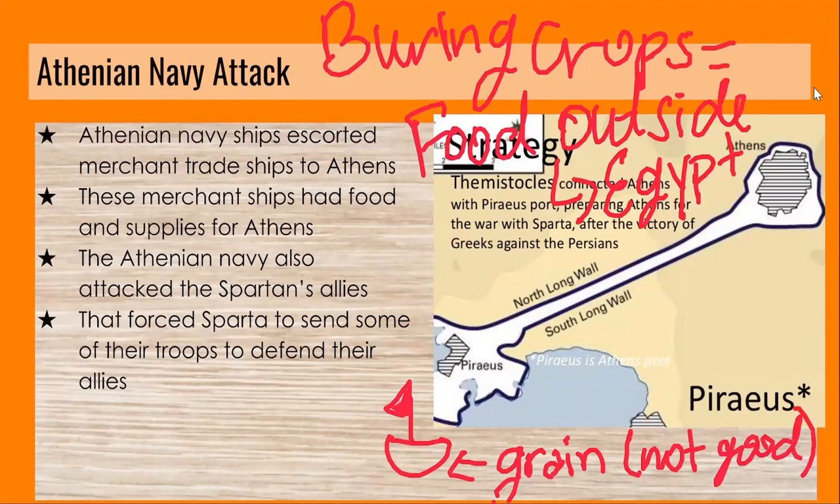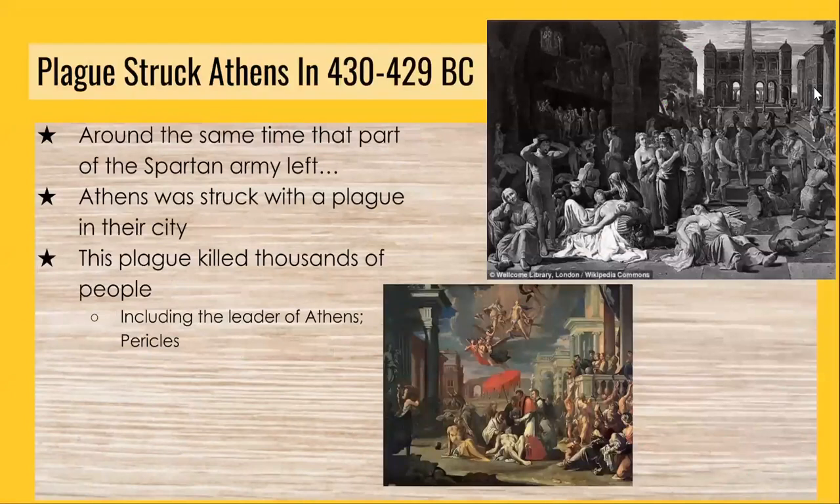All right. So this ship docks in the city. The grain goes to Athens. And what do you think then happens? It's getting made, it's being eaten by the people. It's not good grain. The people are eating this not good grain. What happens? We got a plague. All right? People in Athens get sick.